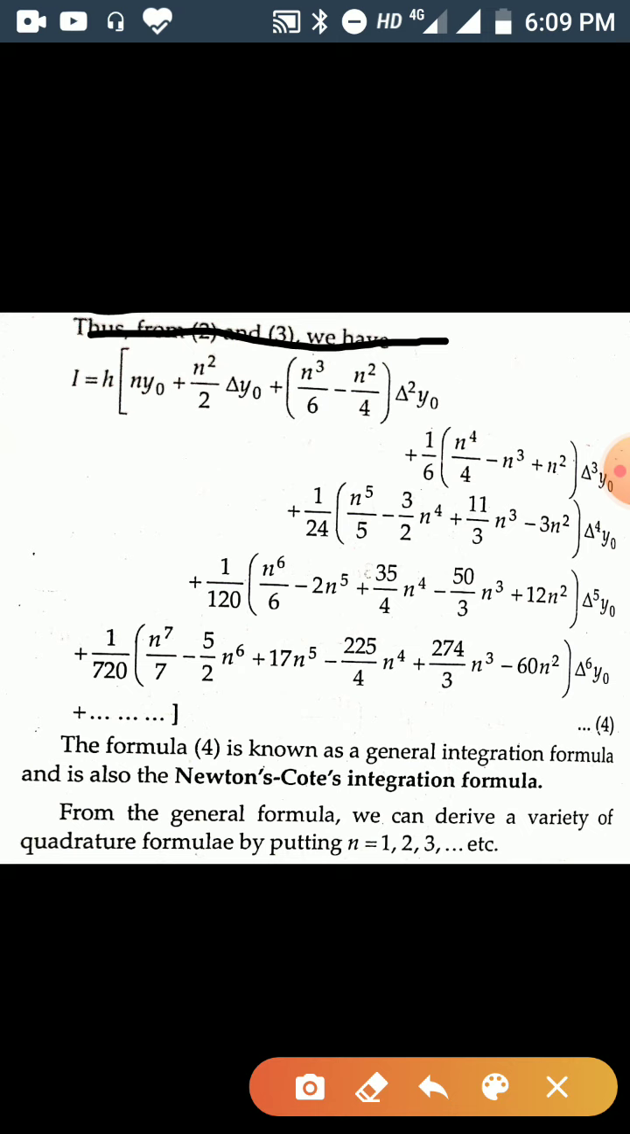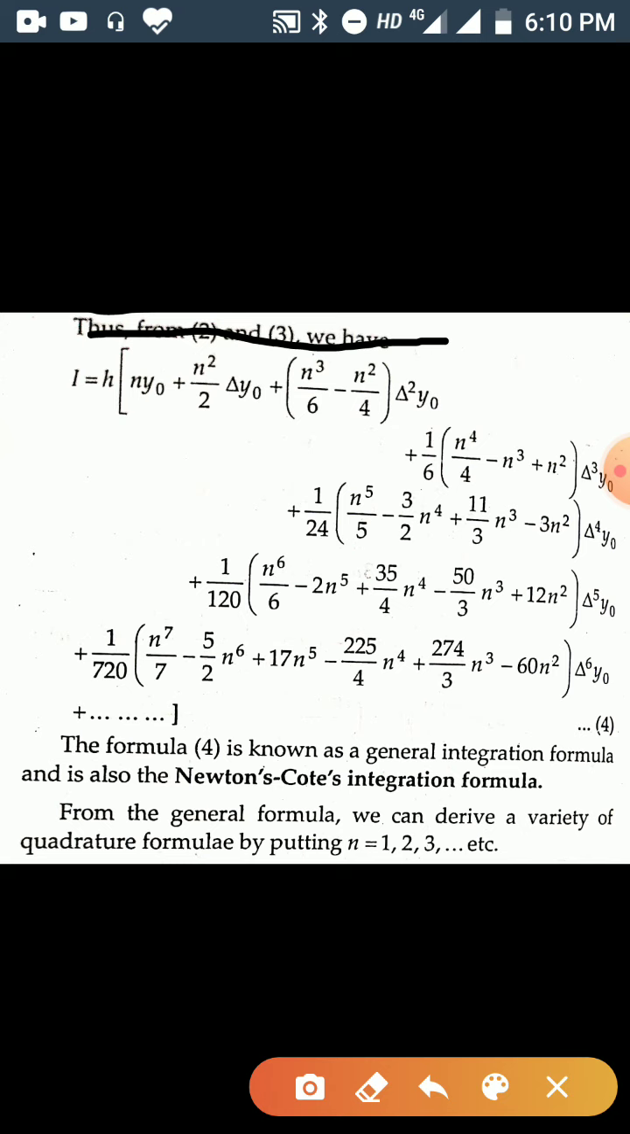You will get I is equal to h [n y0 plus n square by 2 delta y0 plus (n cube by 6 minus n square by 4) delta square y0 plus 1 by 6 (n to the power 4 by 4 minus n cube plus n square) delta cube y0 plus 1 by 24 (n to the power 5 by 5 minus 3 by 2 n to the power 4 plus 11 by 3 n cube minus 3 n square) delta 4 y0 plus 1 by 120 (n to the power 6 by 6 minus 2 n to the power 5 plus 35 by 4 n to the power 4 minus 50 by 3 n cube plus 12 n square) delta 5 y0 plus 1 by 720 (n to the power 7 by 7 minus 5 by 2 n to the power 6 plus 17 n to the power 5 minus 225 by 4 n to the power 4 plus 274 by 3 n cube minus 60 n square) delta to the power 6 y0].